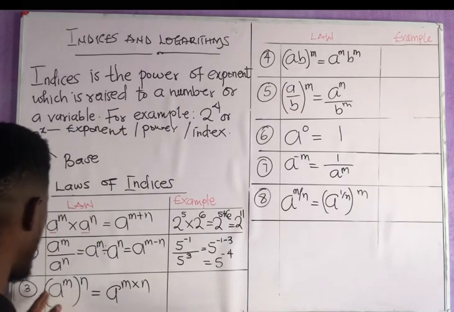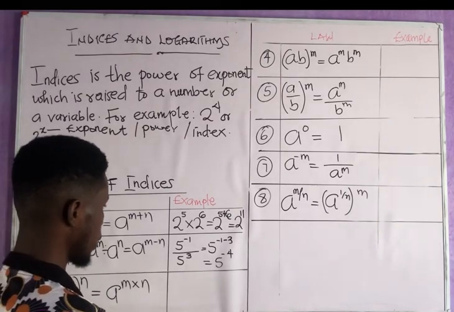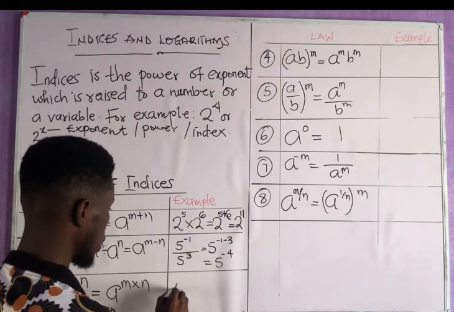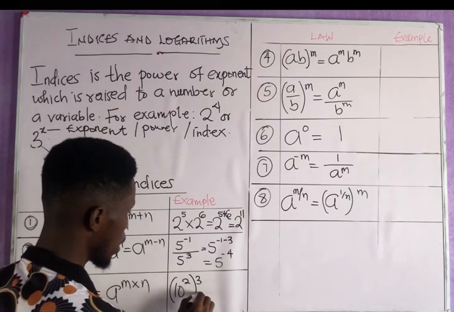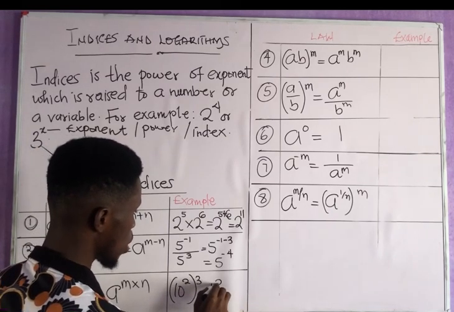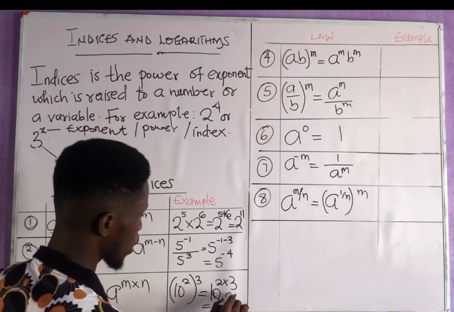a to the power m, in brackets, to the power n, means that this is a power, this is also a power, with one base. So what you are going to do is very simple: you take the base, then you multiply their powers. So it will be m times n. If I have this example here, 10 to the power 2 exponent 3 is the same as 10 to the power 2 times 3, and this will give you 10 to the power 6.